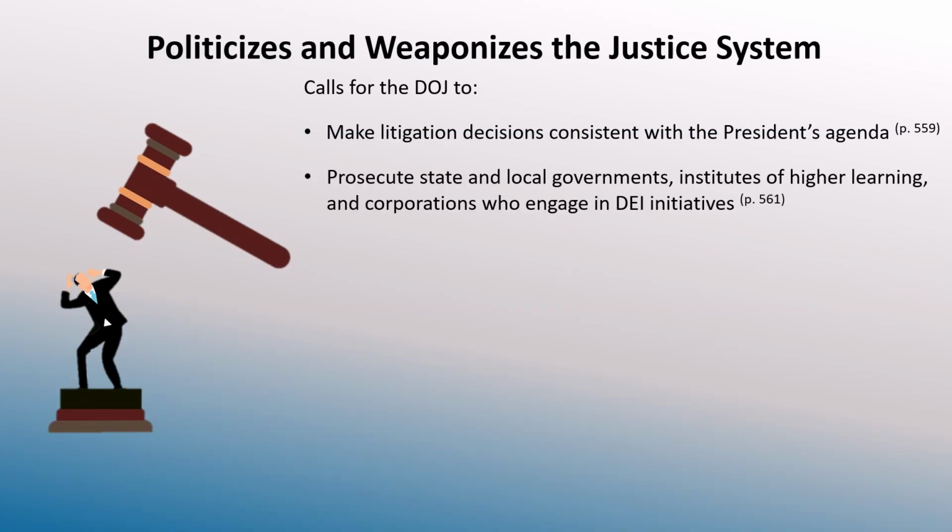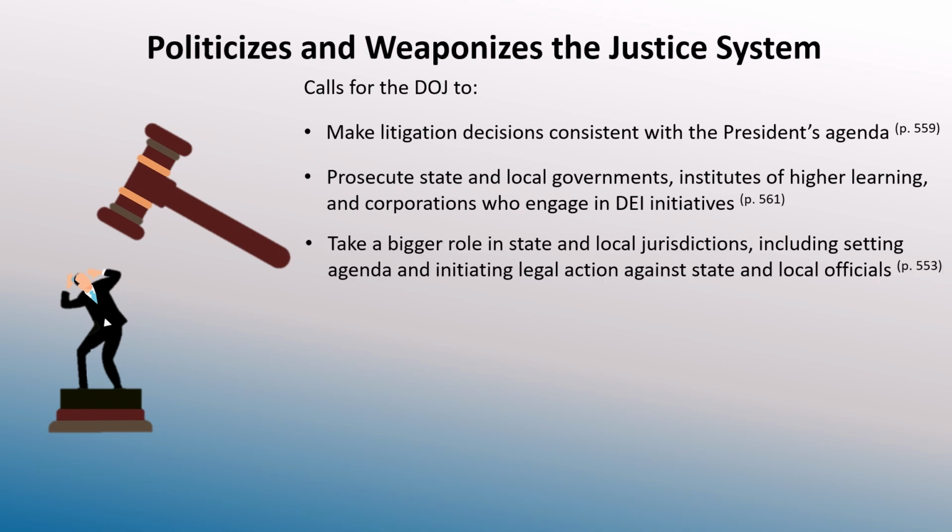Project 2025 also calls for the Department of Justice to prosecute entities who engage in DEI initiatives. The mandate also proposes that the Department of Justice take a bigger role in state and local jurisdictions. That includes having the government step in where they deem that state or local jurisdiction crime policies are inadequate, having the Department of Justice initiate legal action against local officials if the federal government doesn't agree with their prosecutorial actions, having the Department of Justice override state and local jurisdiction sentencing decisions, and targeting actions against sanctuary jurisdictions.